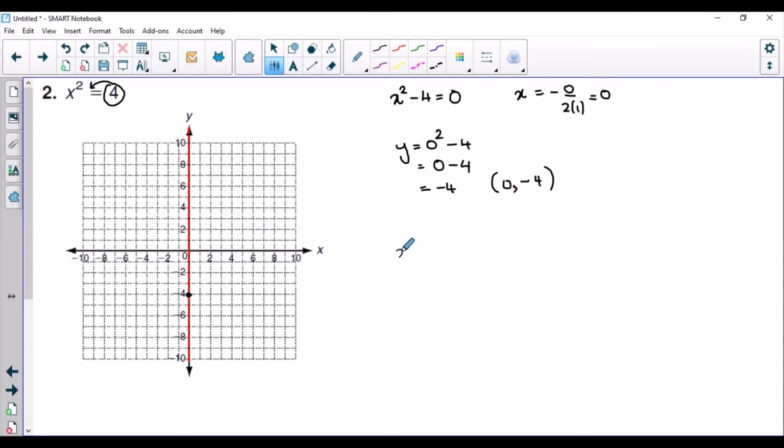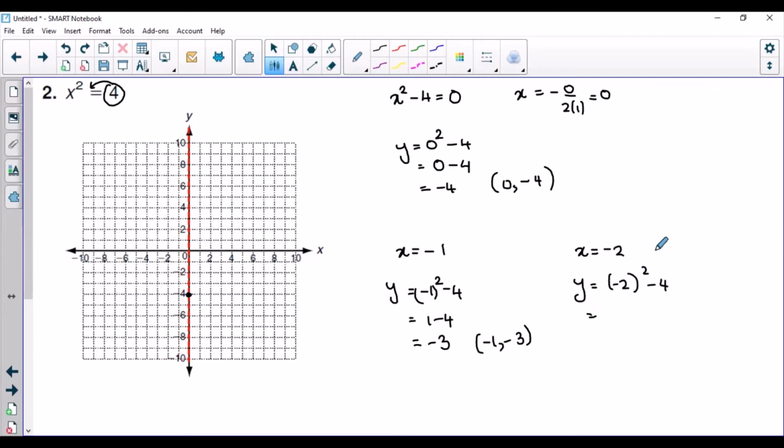So here I'm doing x. What will be the value if x is equal to negative 1? So y is going to be equal to negative 1 squared minus 4. That would give you 1 minus 4, which is negative 3, which means the pair of coordinates will be negative 1 and negative 3. Similarly, for x is equal to negative 2, replace x with negative 2. So negative 2 squared minus 4. Negative 2 squared is going to give you a positive 4. 4 minus 4 is going to give you a 0. So the coordinate pair you have is negative 2 and 0.